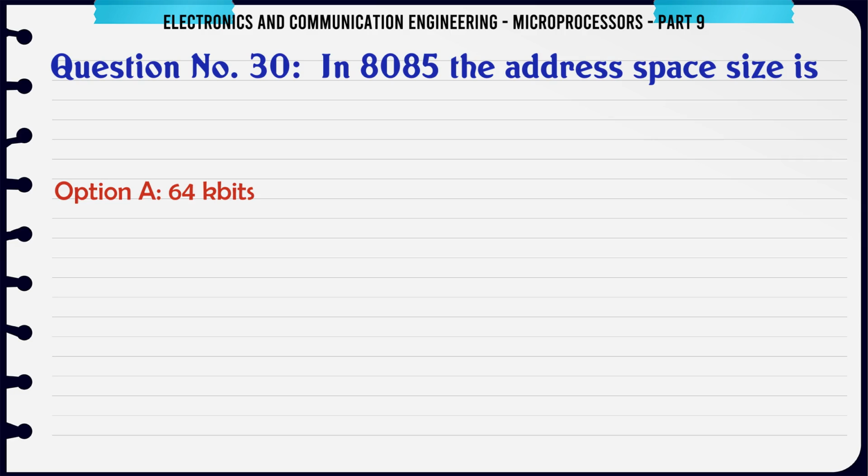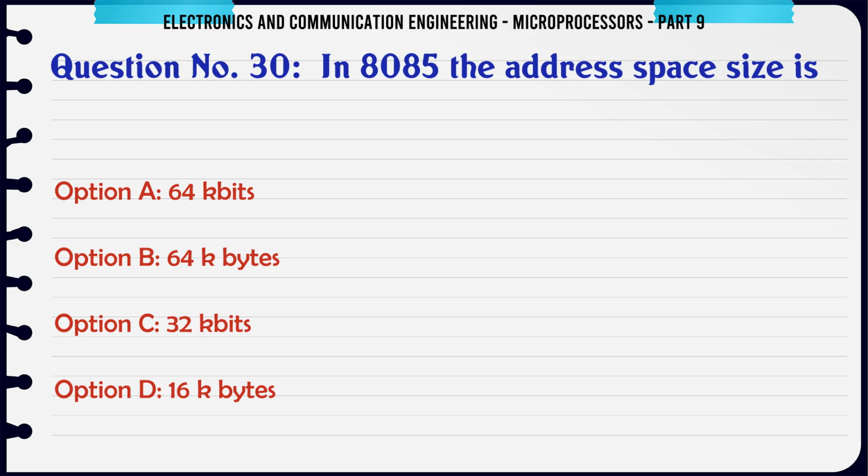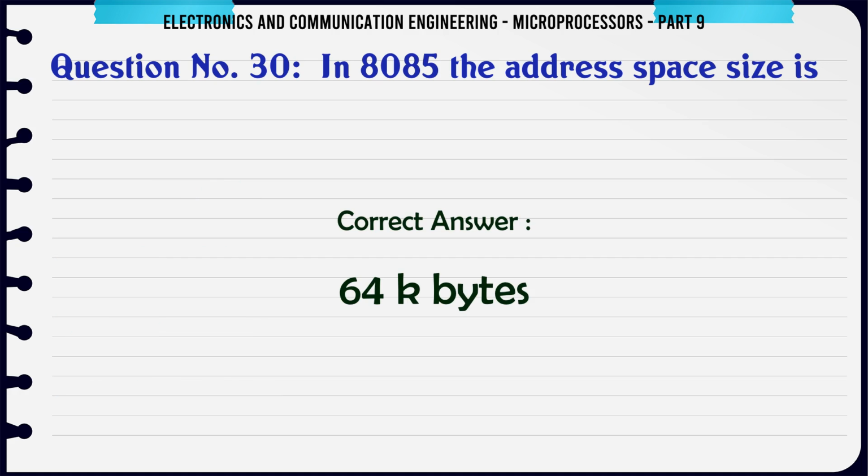In 8085 the address space size is A. 64 bits, B. 64 kbytes, C. 32 bits, D. 16 kbytes. The correct answer is 64 kbytes.